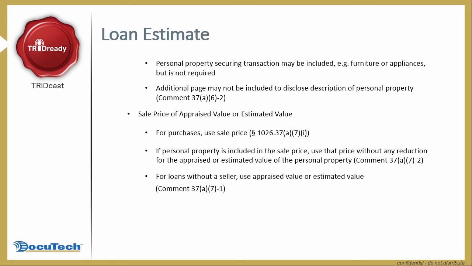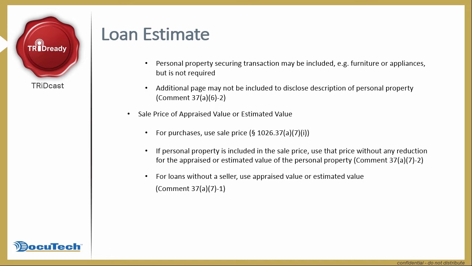So basically, you're only supposed to use the value of the actual real property and not include the value of the personal property. But you can use the amount of the personal property if it is included in the price because of something like, say, purchasing all of the furniture that's within the dwelling. Then you can use the aggregate amount if you would like to.